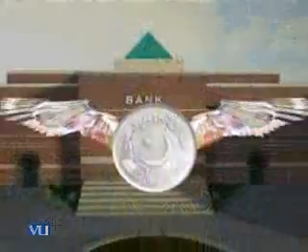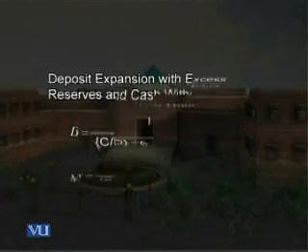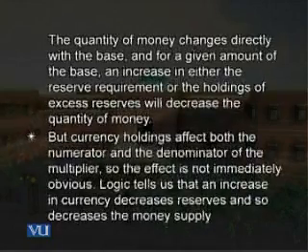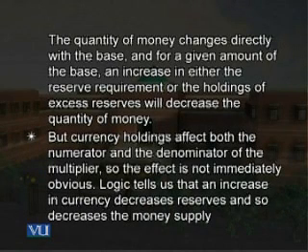Now we come to the fourth element, and the fourth element is C over D. Now we go back to the formula here. Now C over D is coming in the numerator as well as the denominator. If we look at the numerator one, we see a positive or direct relationship between M and C over D. But when we look at the C over D in the denominator, we see an inverse relationship. So, the currency holdings affect both the numerator and the denominator of the multiplier. So, the effect is not immediately obvious. Now, the logic tells us that an increase in currency decreases the reserves and so decreases the money supply.